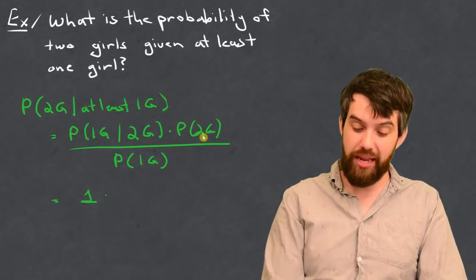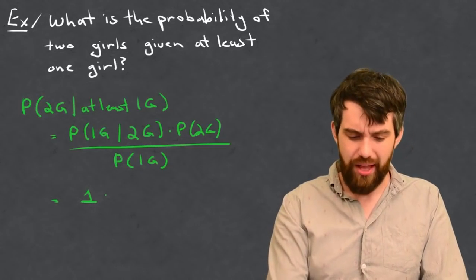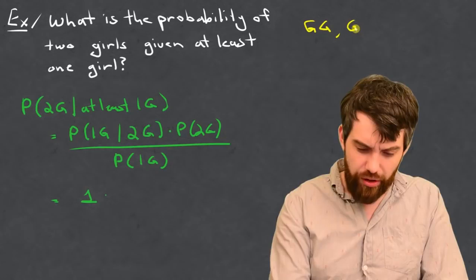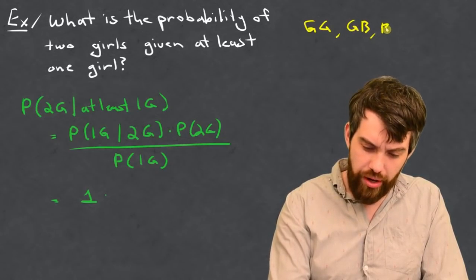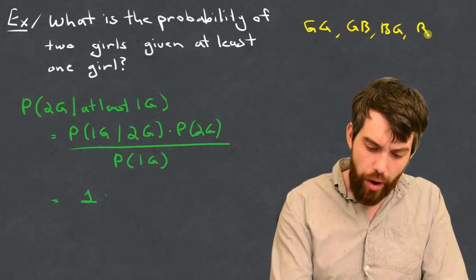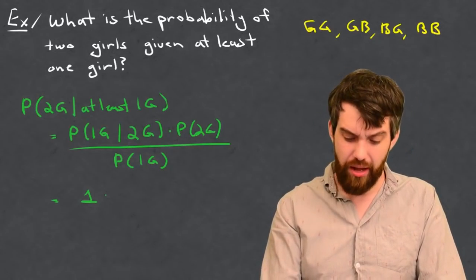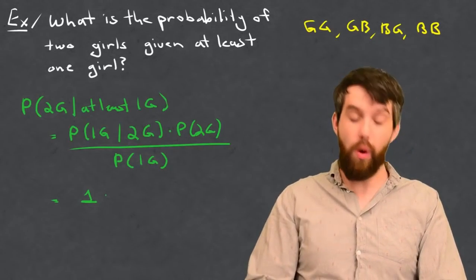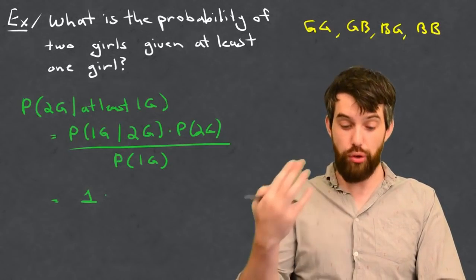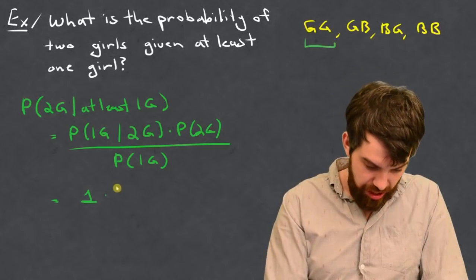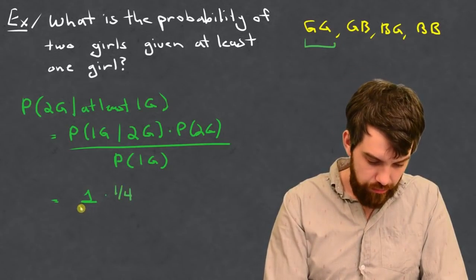What about the probability of there being two girls? You might remember that the four cases are: you could have a girl-girl, a girl-boy, a boy-girl, and a boy-boy. There were four different possibilities. We want to know the probability of having two girls. There's only one of those four possibilities, so this is just the value of a quarter.